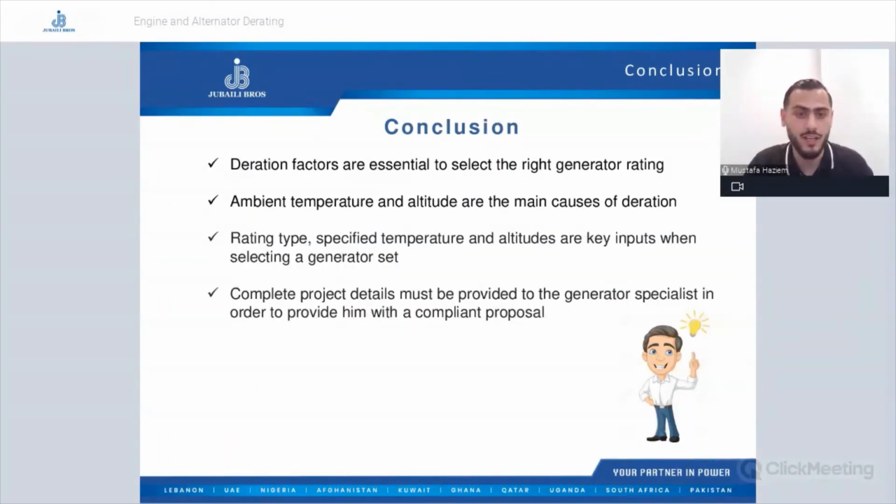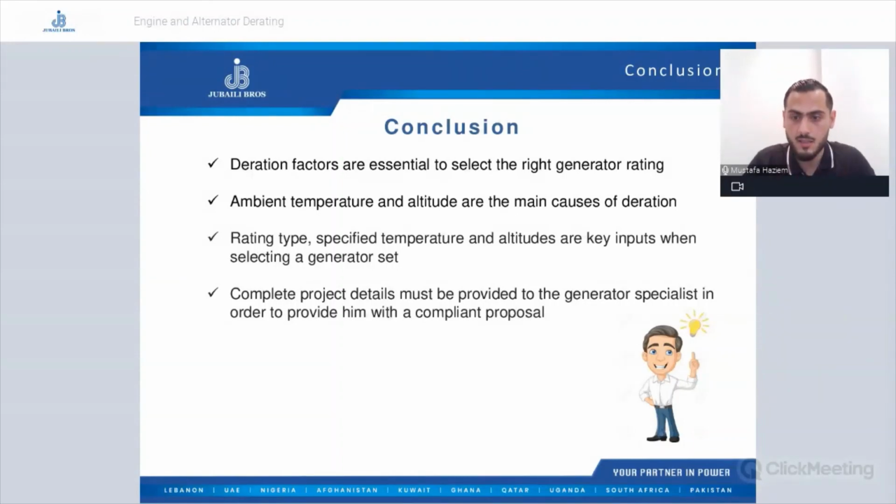Now we come to the end of our webinar today. I want to recap the key points that we have learned. Derating factors are very essential when we are selecting the right generator, all right? You need to give us your requirements as an end user. Where should the generator be located? Where is it intended to be used? In which country? What's the altitude there? What's the peak ambient temperature in that location?